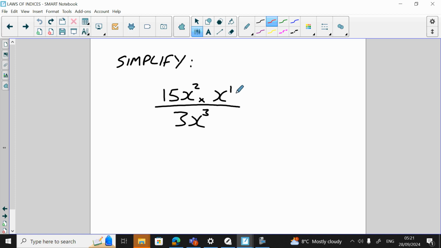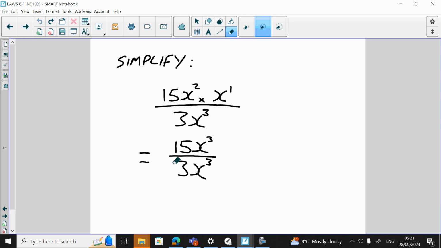Next one, that there. Sometimes they didn't need x to the 1, but sometimes it's a good idea to put it in. Okay, so we can multiply the tops together. X squared times x to the 1 is x cubed, so 15x cubed over 3x cubed. X cubed on top, x cubed on the bottom, they will cancel. And just 15 over 3 gives you 5.